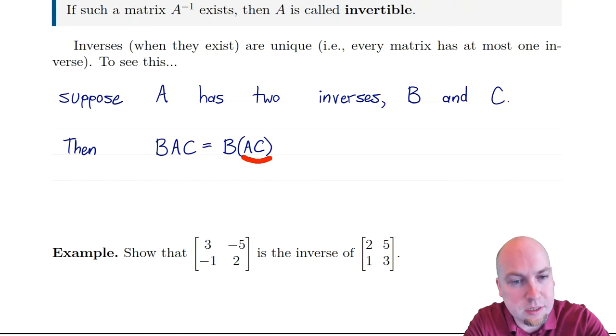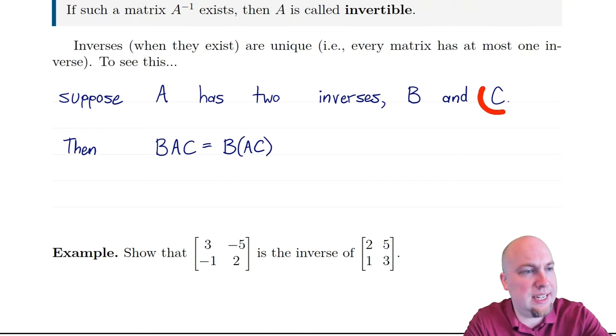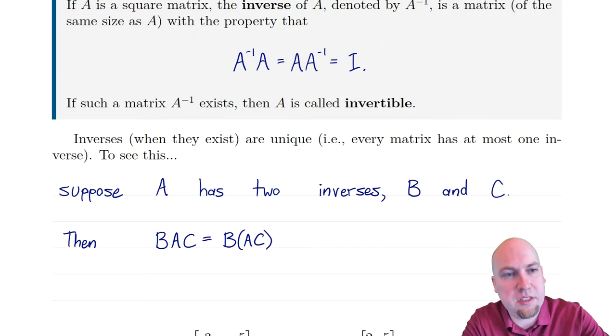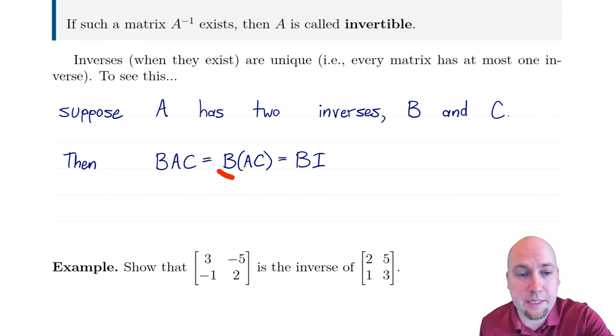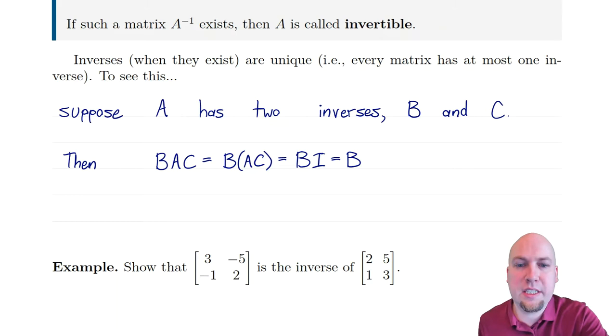Well, A times C, what is that? C is an inverse of A. So I just scroll back up to my definition. If two matrices are inverses of each other, then when I multiply them together, I'd better get the identity matrix. That's what the definition is. So A times C is the identity matrix. So this is B times the identity matrix, which of course is just B. Multiplying by the identity matrix does nothing. So this triple product equals B.